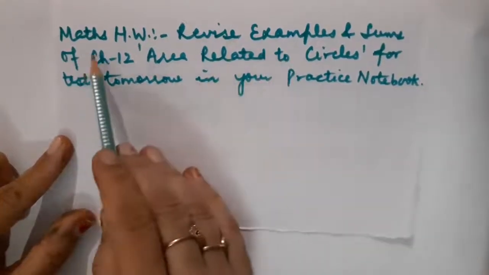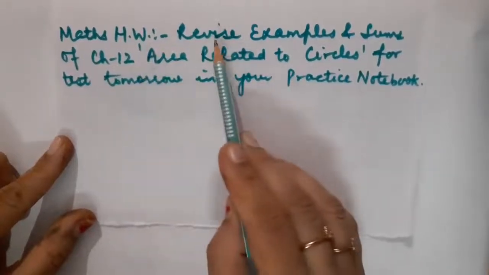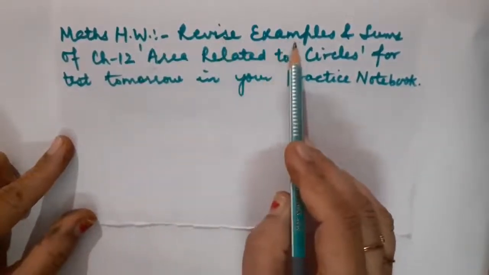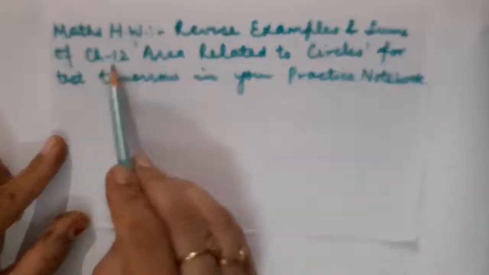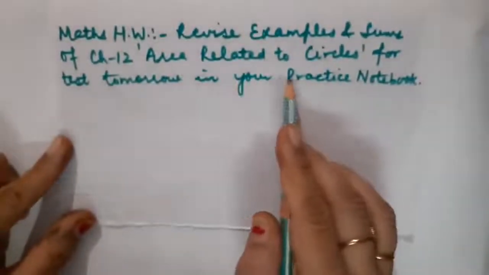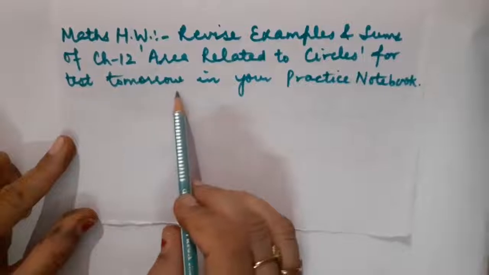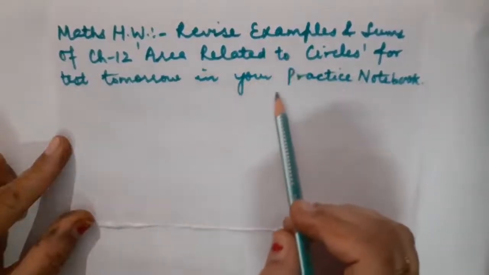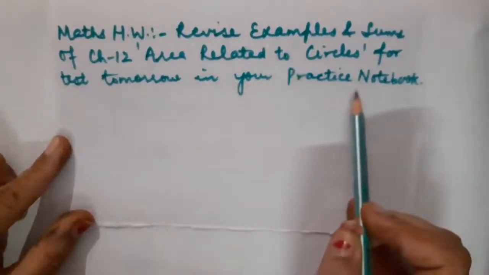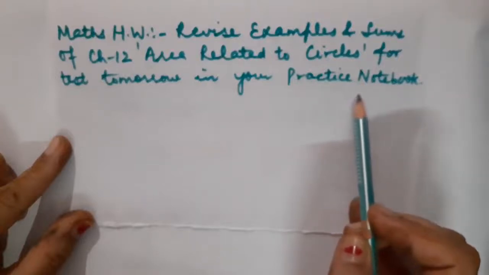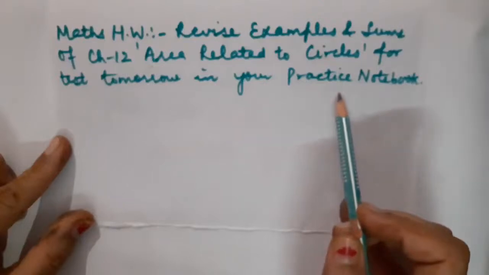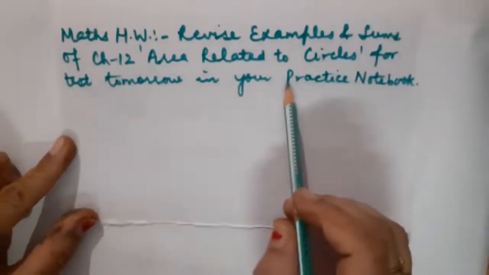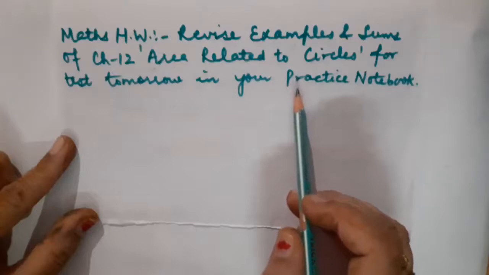Okay. Now this is the time to get mathematics homework. Children, you have to revise examples. There are total 6 examples. Plus you have to do few sums from the exercise of chapter number 12, area related to circles, for the test tomorrow. And these questions you are supposed to do in your practice notebook. And it is mandatory to mail me your practice work also. You can do approximately 12 to 15 questions. Fine. And before you start doing the questions, it is mandatory to revise all the formulae.